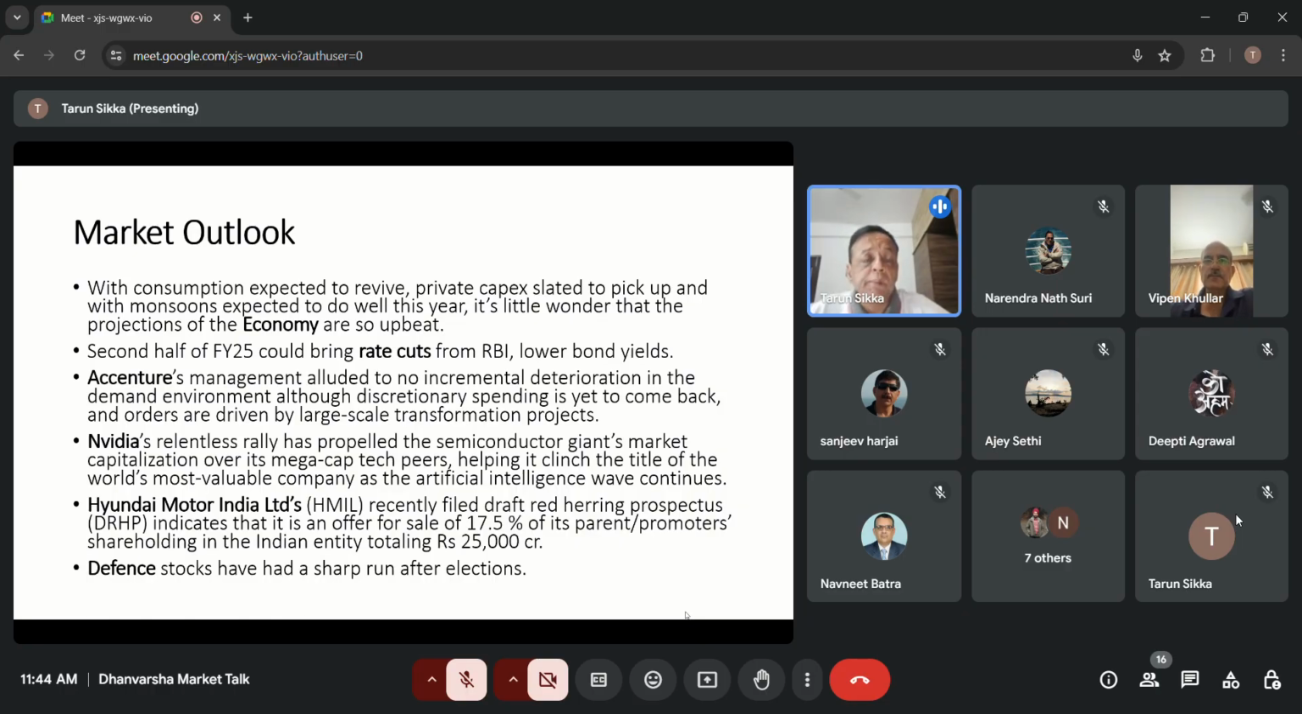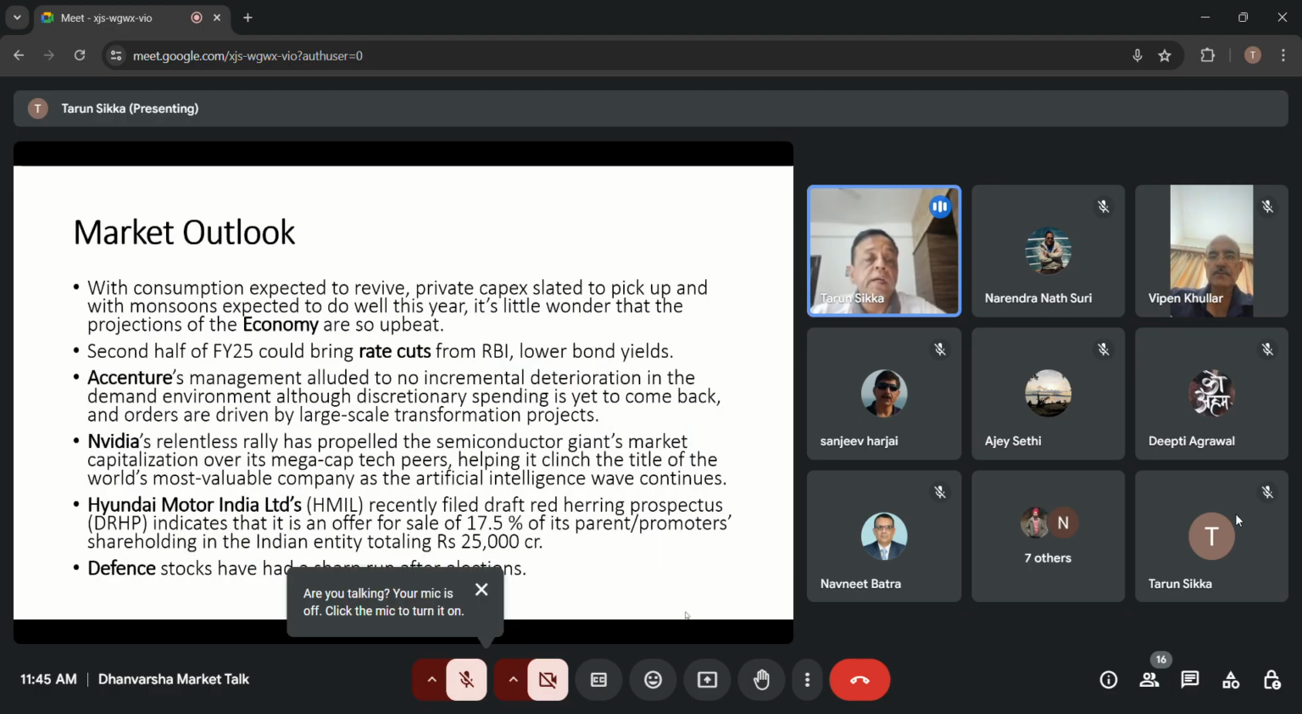Now, coming to certain sectors, this is important to understand. Accenture's management alluded to no incremental deterioration in the demand environment, although discretionary spending is yet to come back, and orders are driven by large-scale transformation projects. So what they said is that there is no incremental deterioration in demand. And if you have noticed, the Indian IT index has outperformed Nifty in the last 1 month. Demand slowdown is bottoming out and discretionary spending is coming back. Be selective with companies that can navigate the tech disruption in this environment.